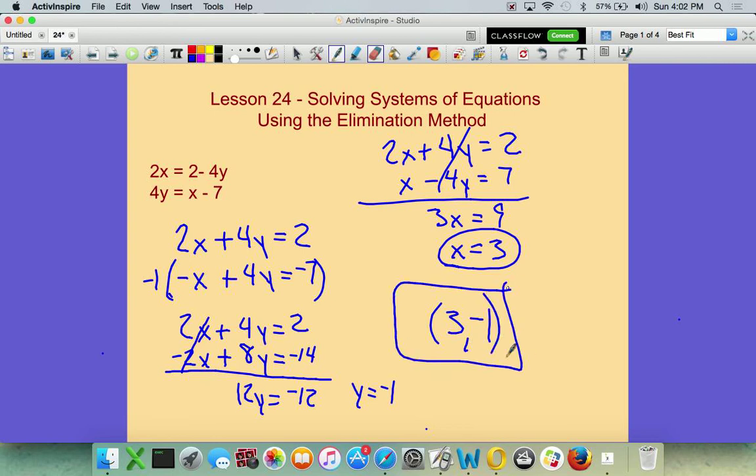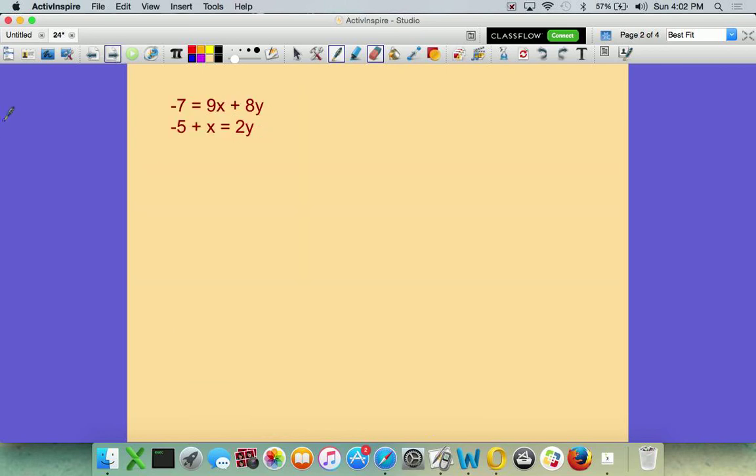But just remember, when you're doing elimination, you don't have to do both of these eliminations. You only have to do one. But it doesn't matter which variable you eliminate first. Main thing though is you have to get started right. X and y have to be on the same side.